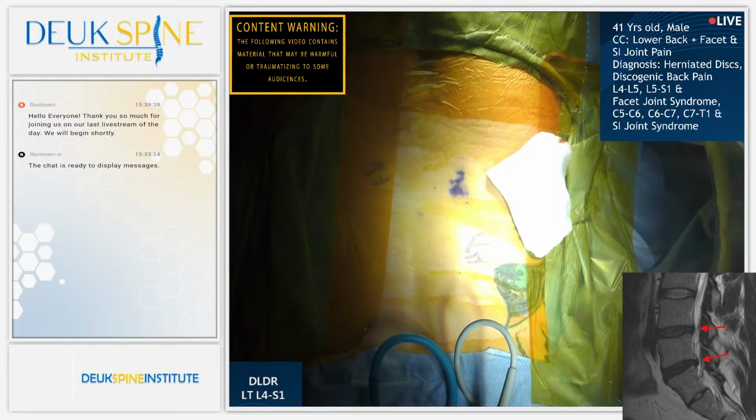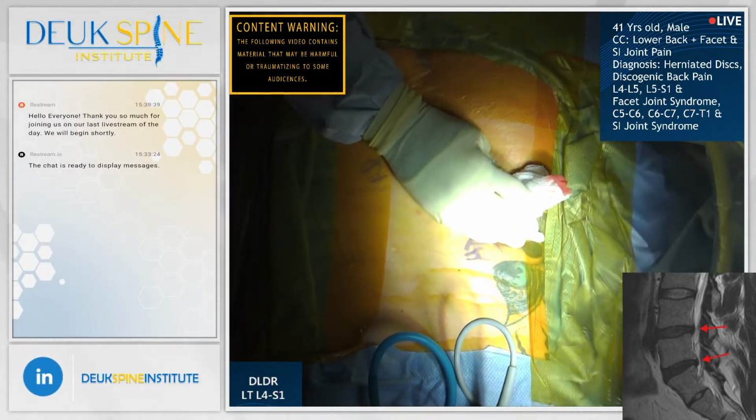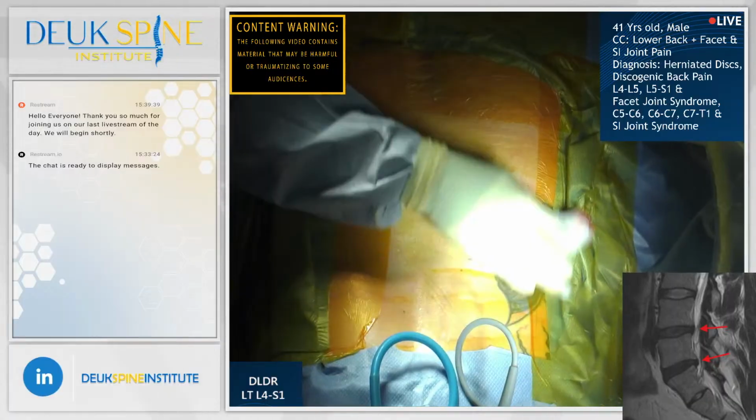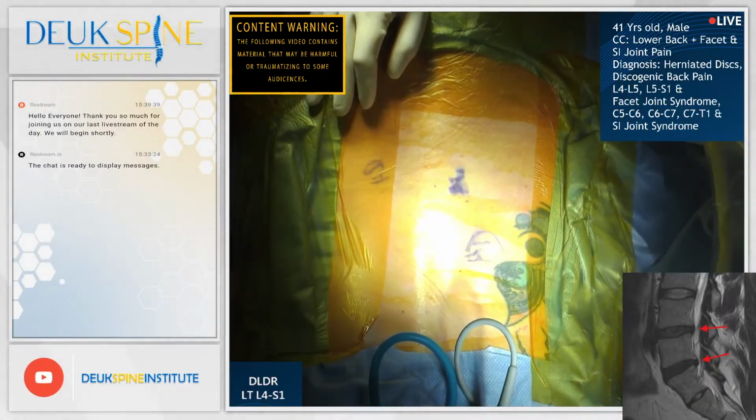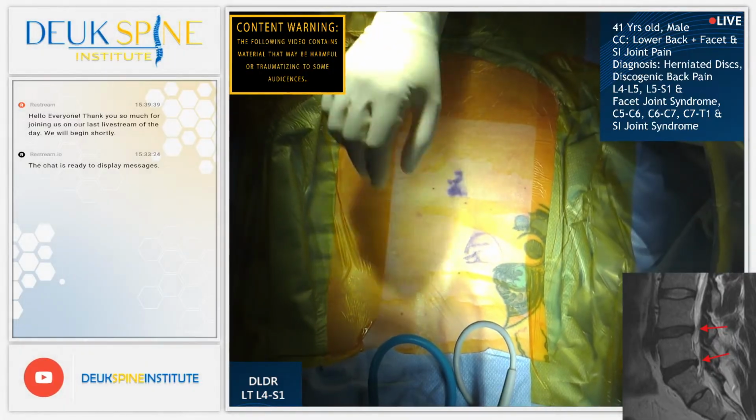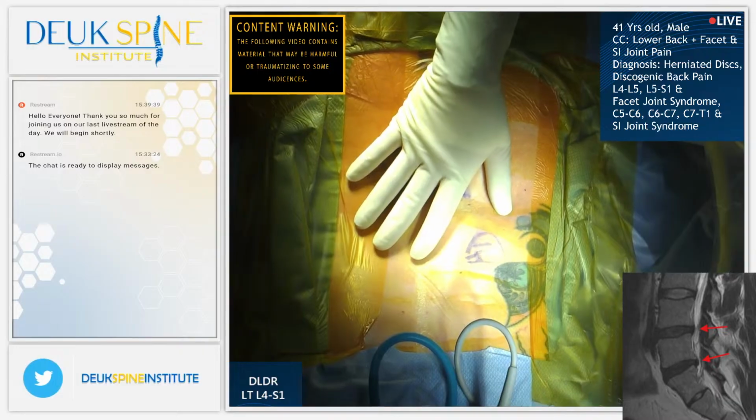This patient travels here from Kansas, and he's here with his lovely wife. They came to us because he's been suffering with back pain for 5 years. And it turns out he's got 2 discs and 4 facets that are causing all of his back pain. We're going to fix that today.